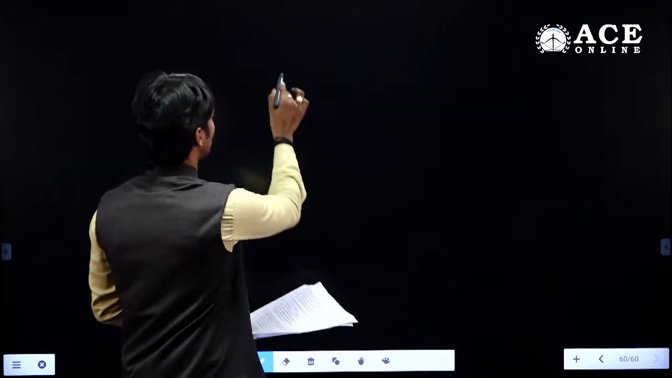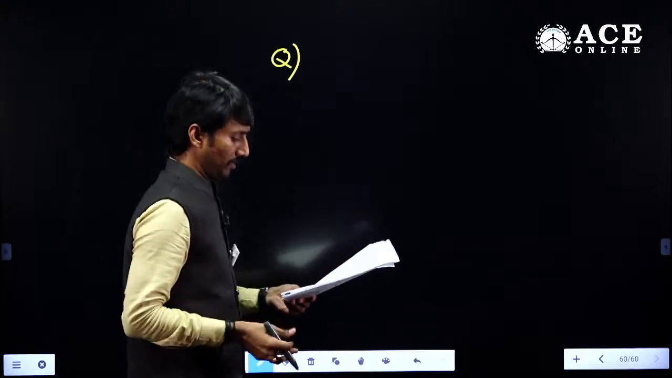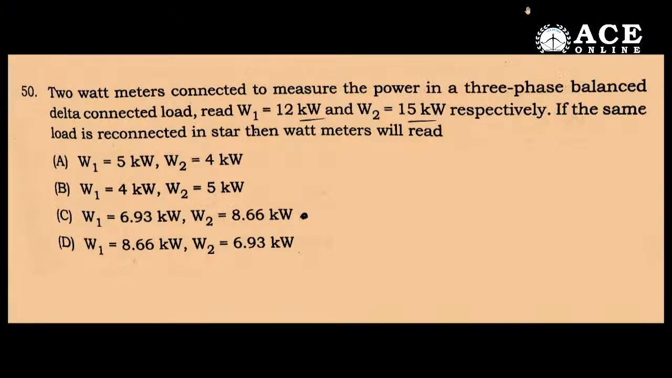Kindly go through the question. It is the 2 wattmeter method, measurement of power. Two wattmeters are connected to measure the power in a 3-phase balanced delta connected load. W1 reads 12 kilowatt, W2 reads 15 kilowatt respectively. If the same load is reconnected in star, then the wattmeters will read dash. So which power will be there if the delta load is replaced by a star load?